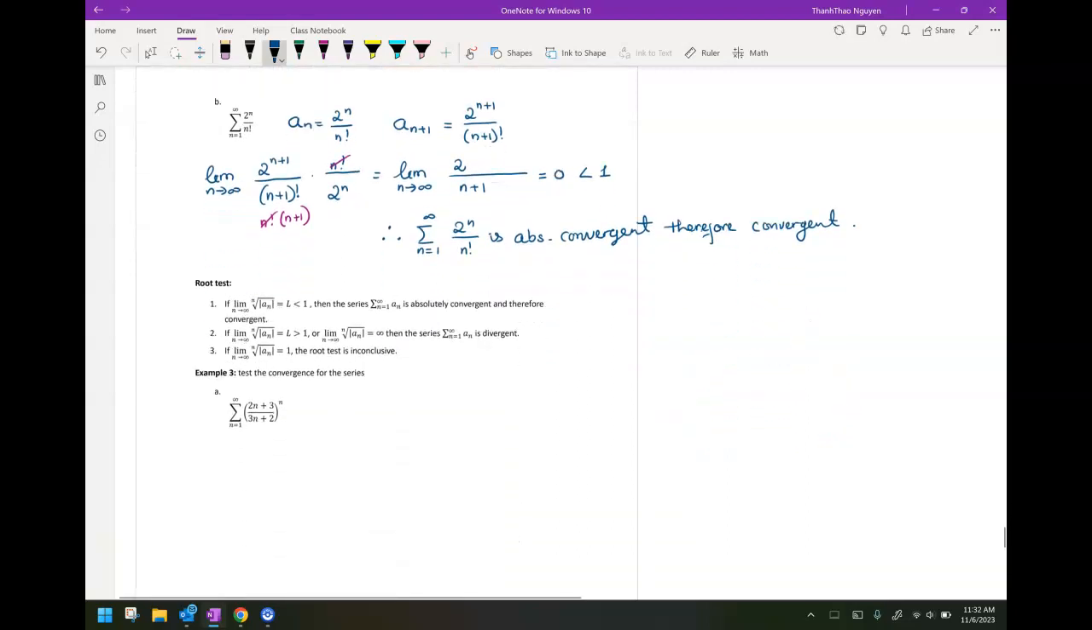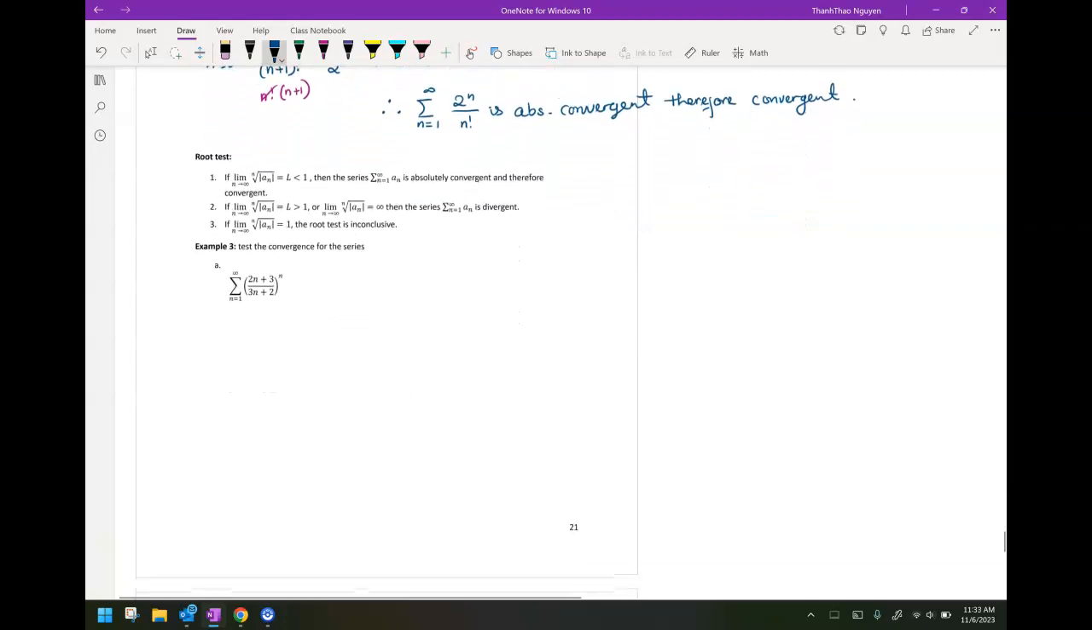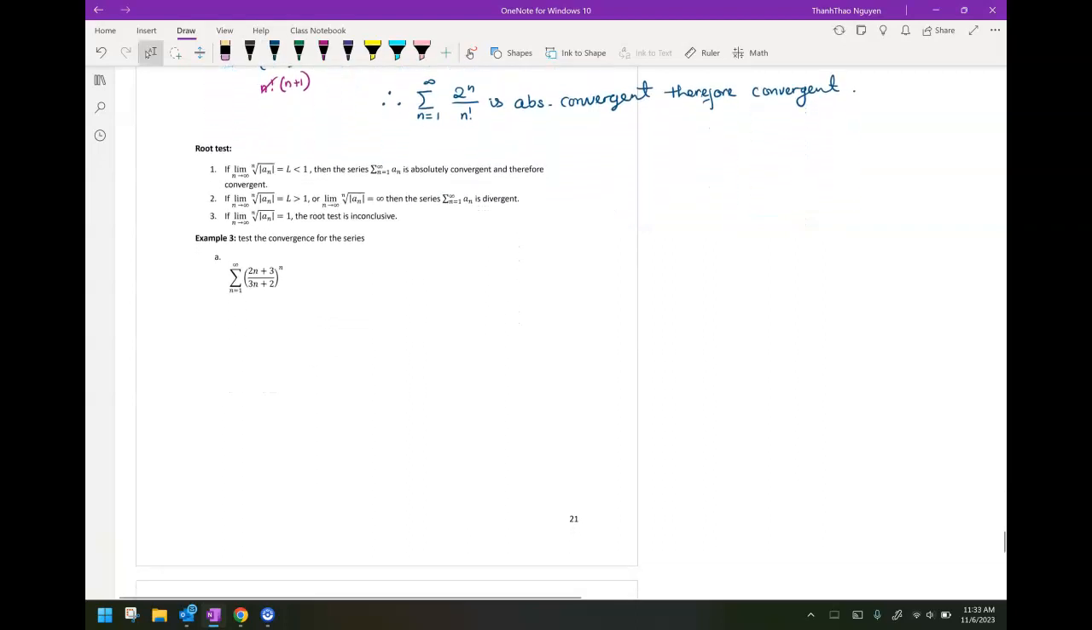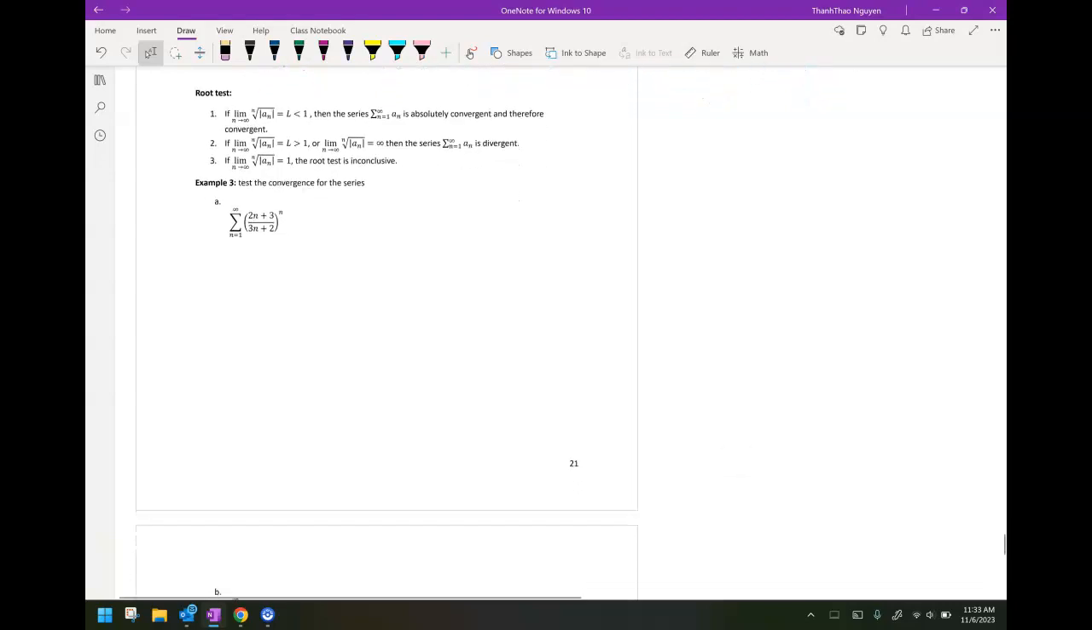Let's take a look at the next thing that we want to cover, the root test. If the limit as n approaches infinity of the nth root of the absolute value of a sub n equals L, and L is less than 1, then the series is absolutely convergent and therefore convergent. If L is greater than 1 or equal to infinity, then the series is divergent. If it's equal to 1, then the root test is inconclusive. So test for the convergence of the series.